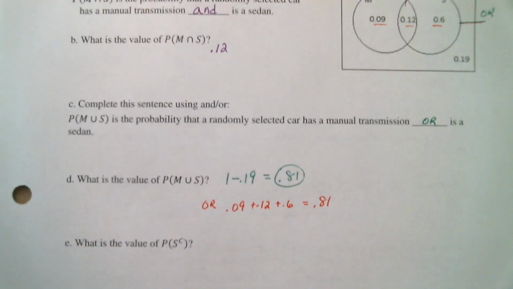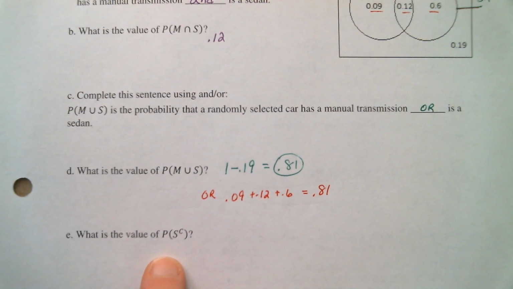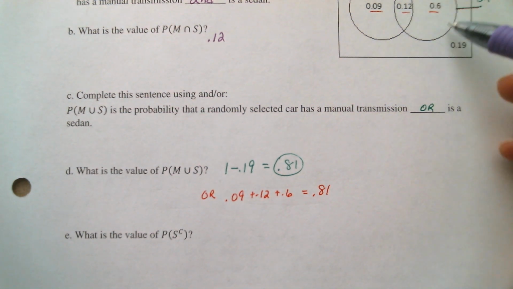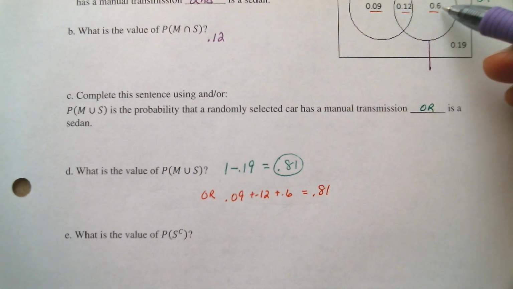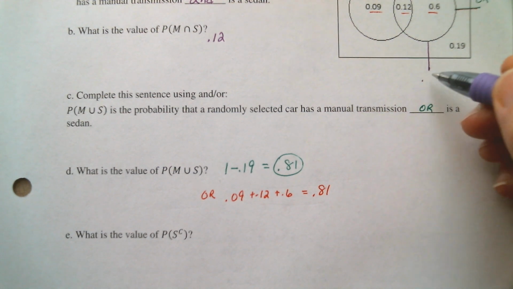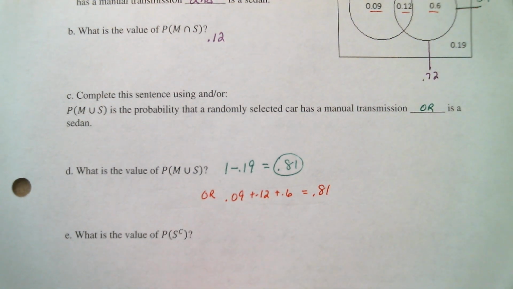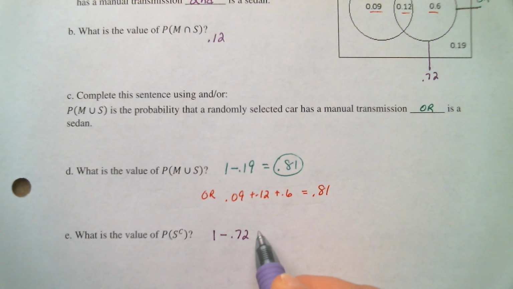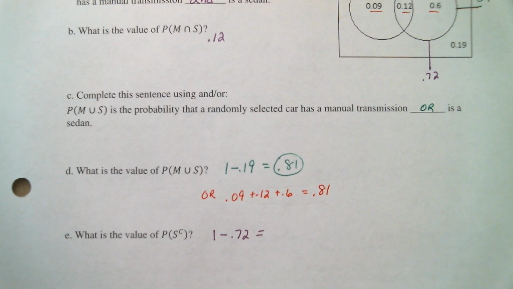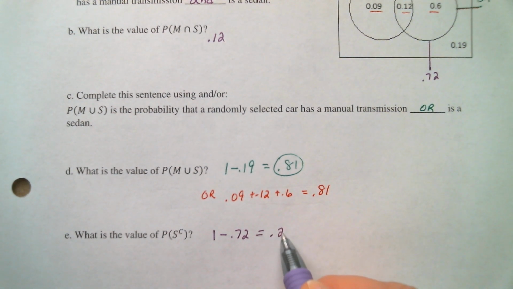What is the value of the probability of S complement? So that's everything outside of circle S. Well, how much is circle S total? The lollipop stick here would be 0.6 plus 0.12 is 0.72. So 1 minus 0.72 is one way of answering this question, which is 0.28. I don't think that was the best way.